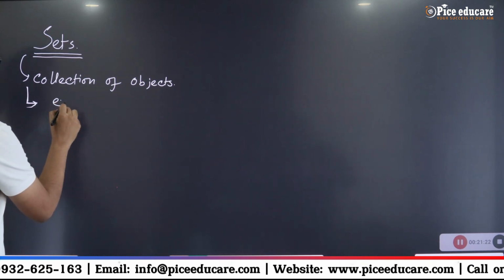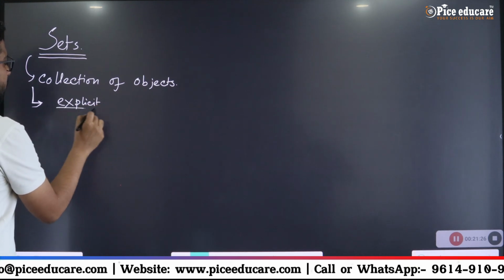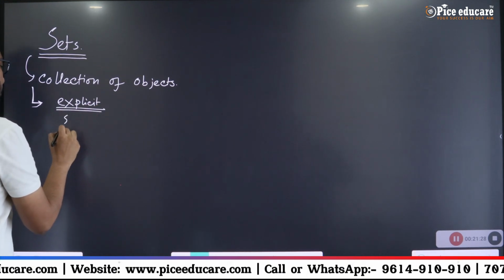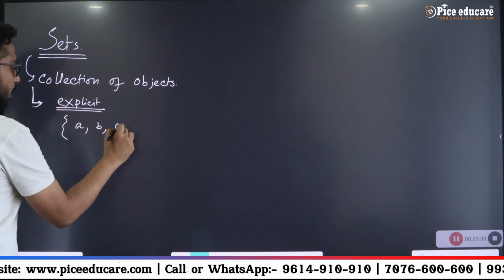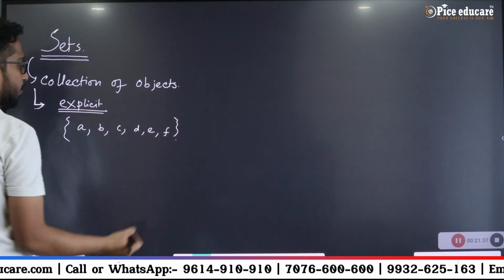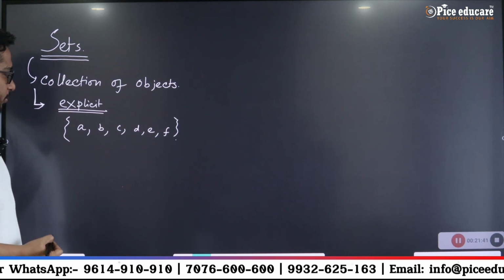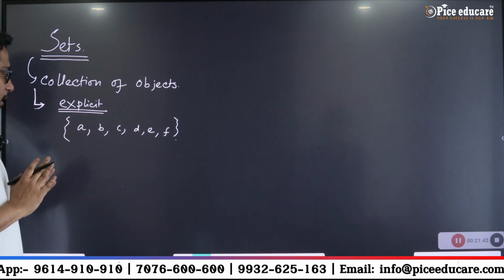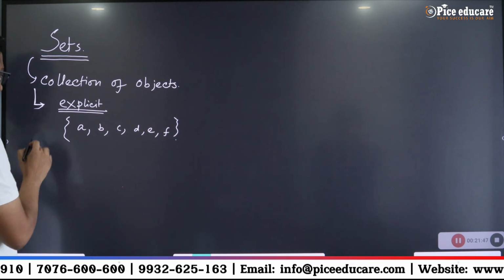One is explicit representation, where basically we list out the objects that we are talking about, explicitly. Every member of this set is present within a second bracket.